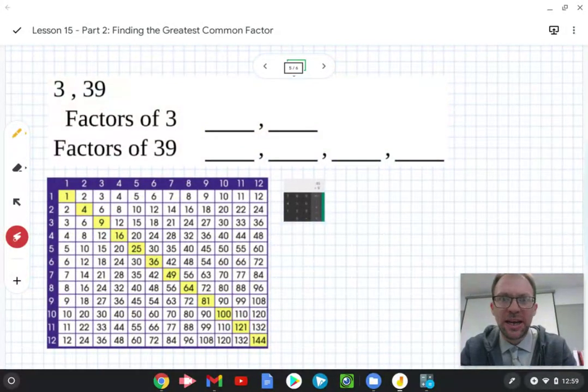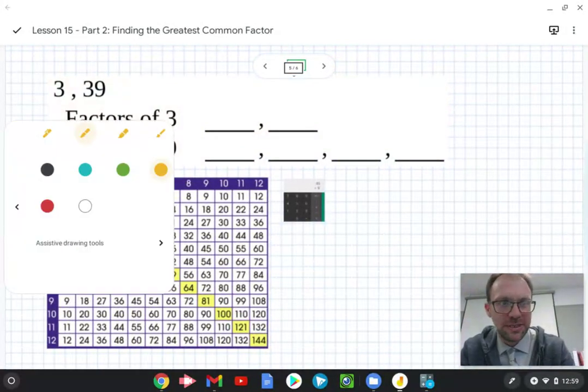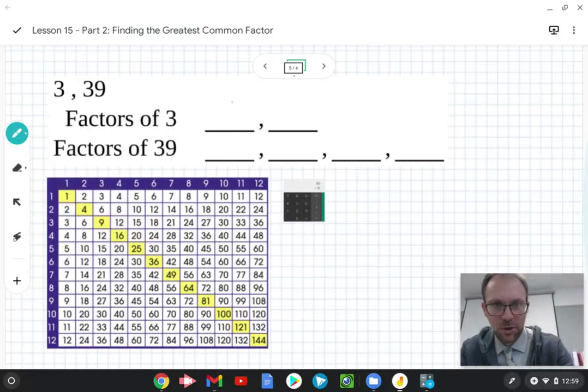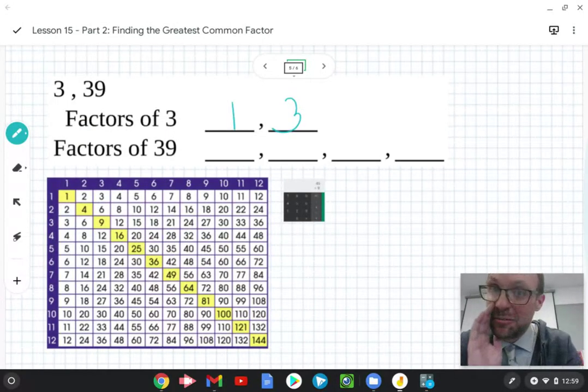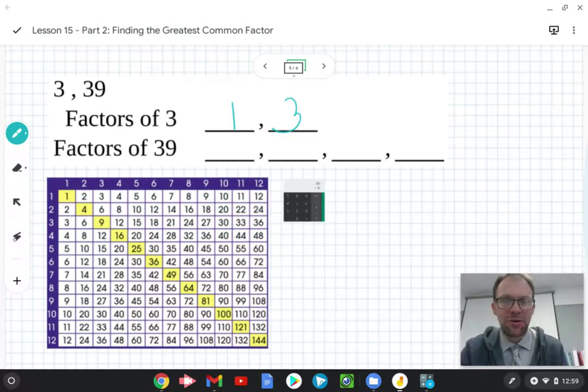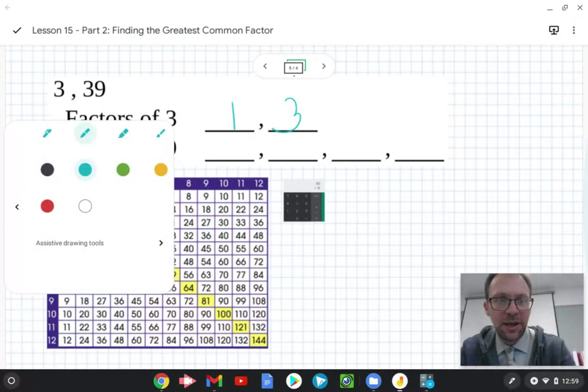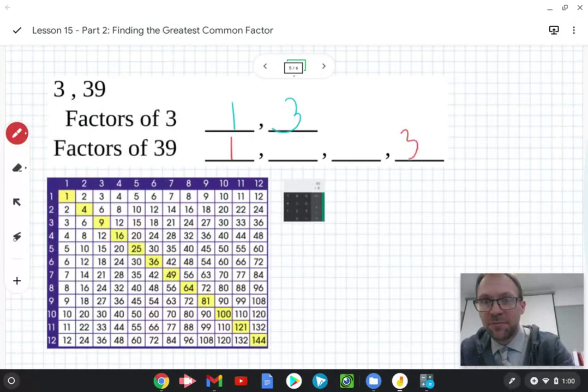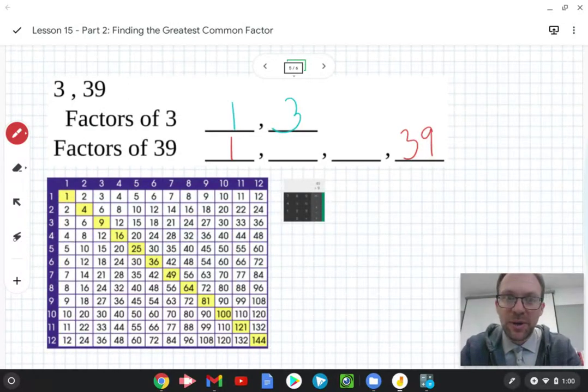Ooh, 3 and 39. All right, well, 3 is easy. 1 times 3 is 3. There are no other factors. That makes it a prime number, but we'll get to prime numbers in another lesson. All right, now 39. Let's see here. Well, I know we have 1 times 39. That's always a factor pair. But now what? Well, I don't know.